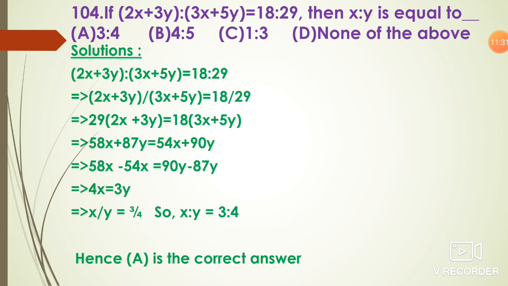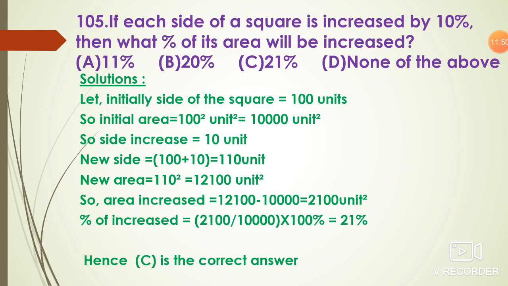After multiplying the respective numbers, we will get 58x plus 87y equal to 54x plus 90y. So after simplifying, we will get 4x equal to 3y. That means x by y equal to 3 by 4. So x is to y equal to 3 is to 4. Hence A is the correct answer.